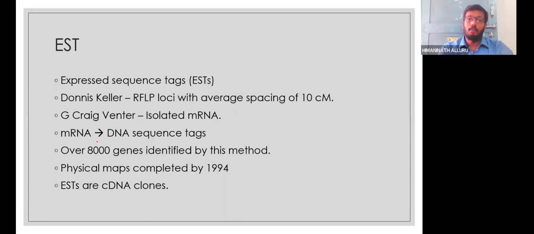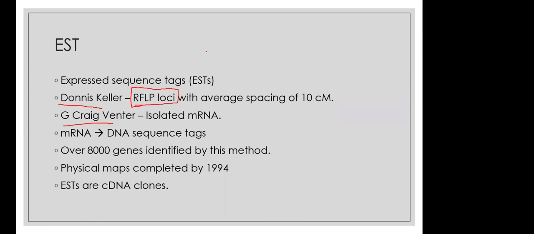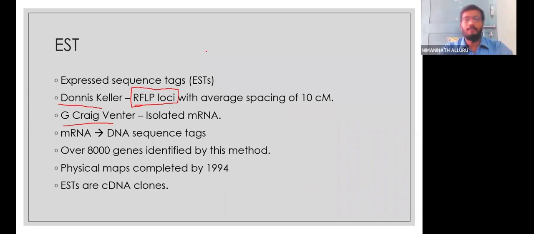Expressed sequence tags were discovered by Donis Keller and Craig Venter. These two scientists have to be given credit for that. Donis Keller actually found RFLP. Can anyone say what is RFLP, teachers? It's a very important prerequisite. Restriction fragment length polymorphism. Very nice, ma'am. Restriction fragment length polymorphism. This idea is very important behind expressed sequence tags.